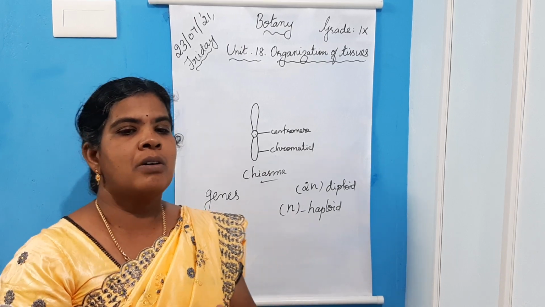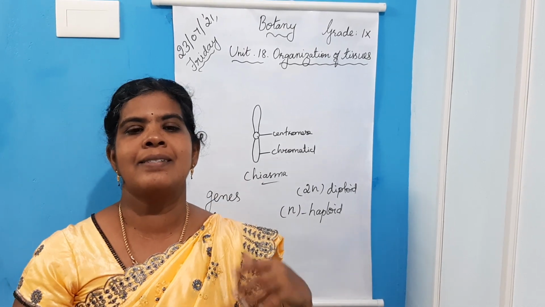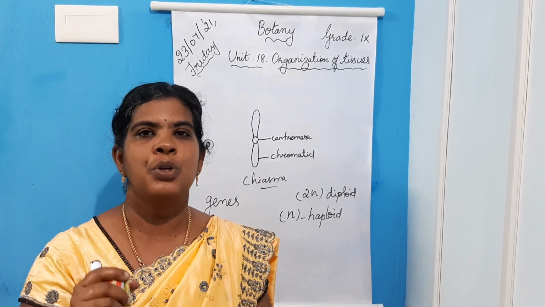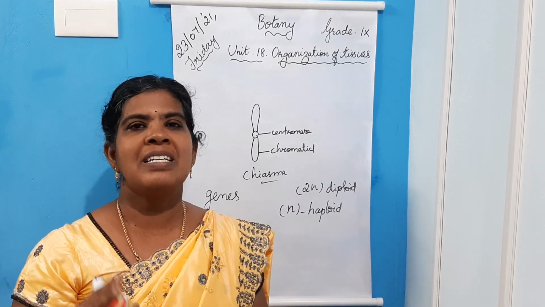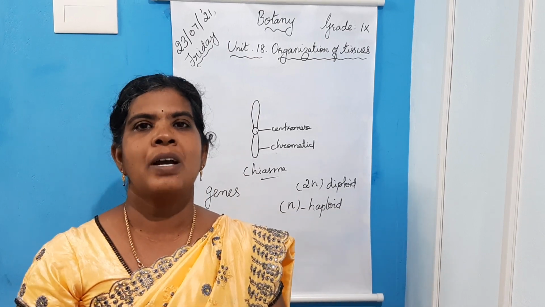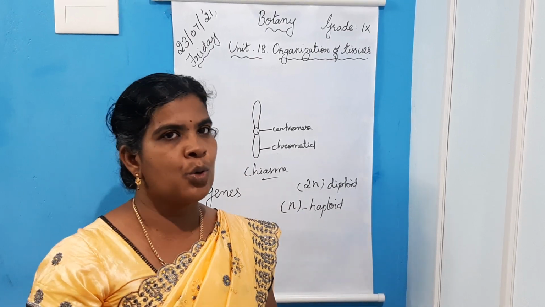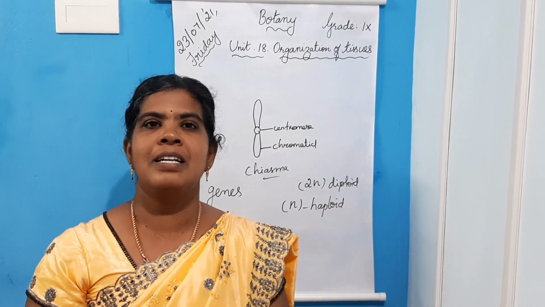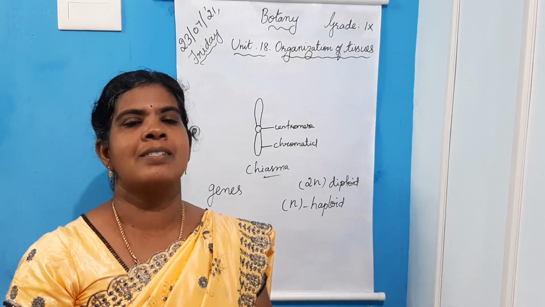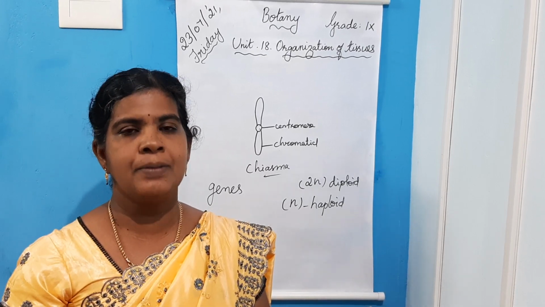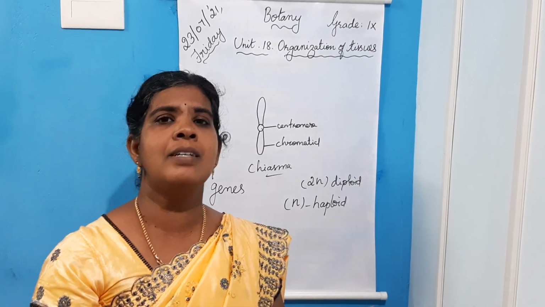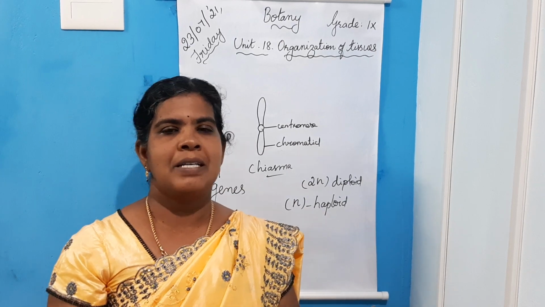Okay. You know what is karyokinesis and cytokinesis, isn't it? What is karyokinesis? Division of nucleus into two. What is cytokinesis? Division of cytoplasm. Karyo means nucleus, kinesis means division. So karyokinesis means division of nucleus. Cyto means cytoplasm, kinesis means division. So cytokinesis is the division of cytoplasm.